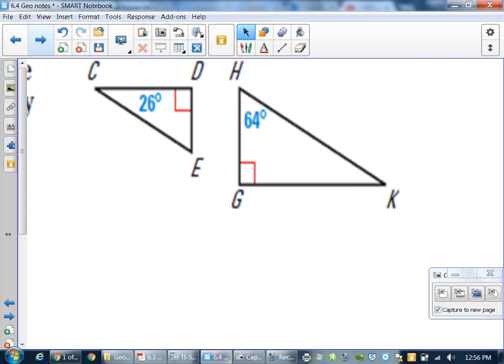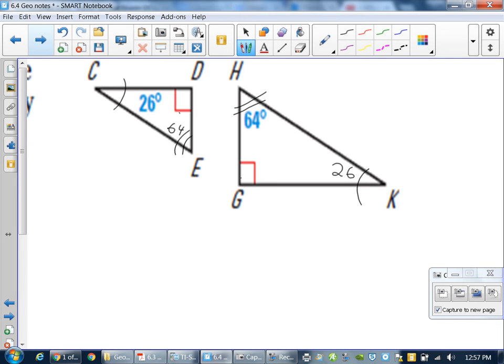So, how many degrees are in a triangle? 180. If I back out the 90 degrees in both of these, what's left? 90 degrees. So, what's 90 minus 64? 26. Hey, look at that, it's 26. Then what's 90 minus 26? 64. Hey, wait a second. That's the same as this one. That's the same as this one. And those are the same. Oh my goodness. Are those triangles similar? Yes. Now it's just a matter of writing it out.